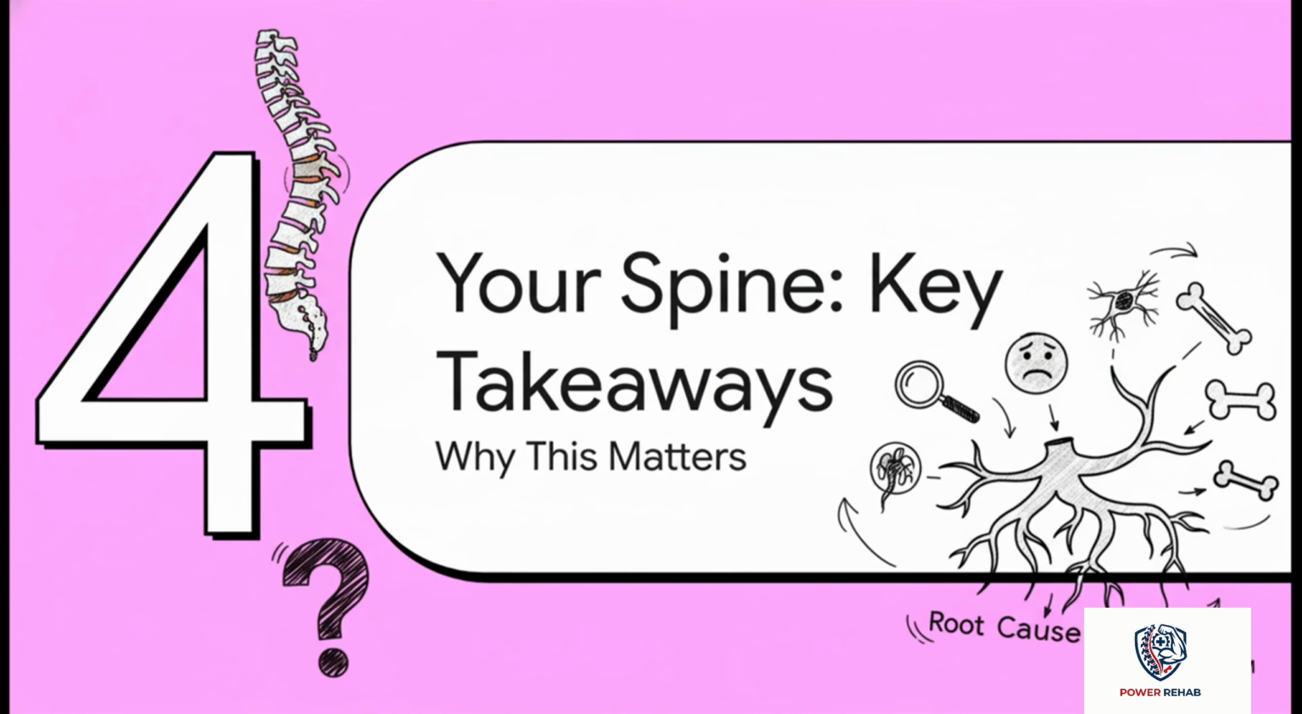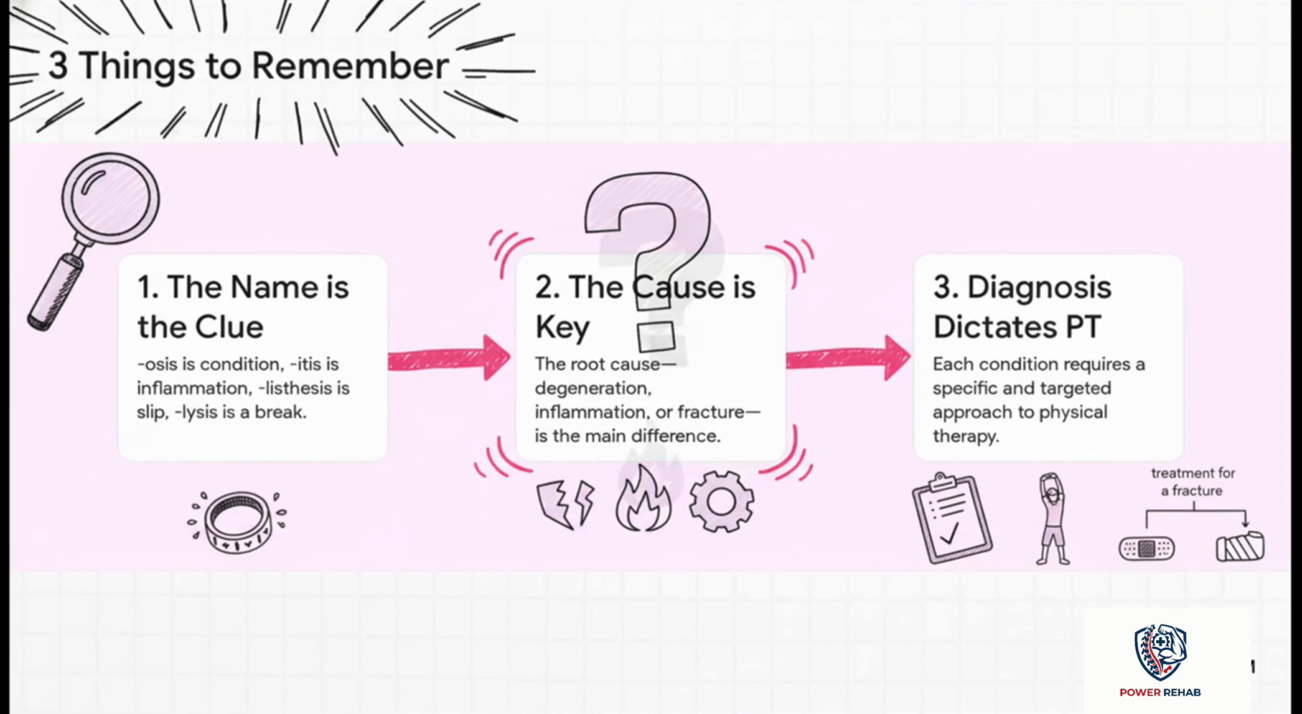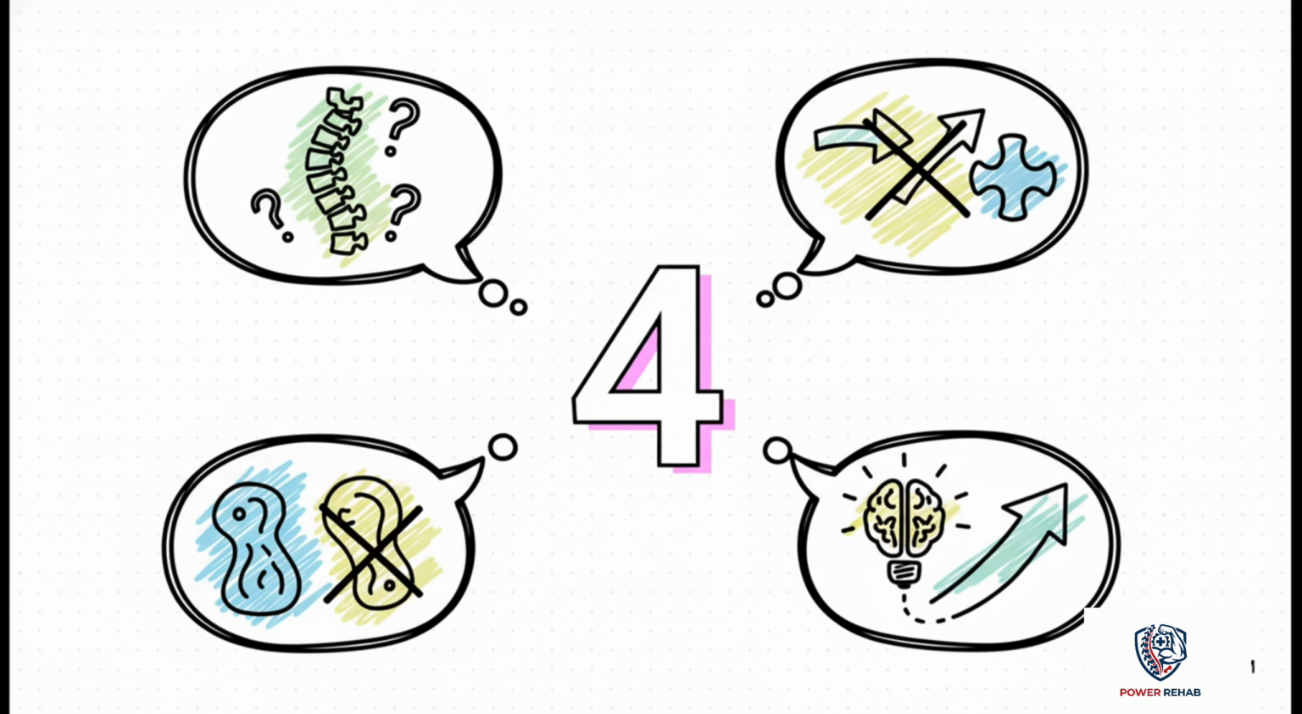So you might be wondering, okay, great, but why is it so important to get this right? Well, it's simple. Because understanding the real root cause of your back pain changes absolutely everything about how you treat it. If you walk away with anything from this, let it be these 3 things. 1. The end of the name is your secret decoder ring. 2. The cause, wear and tear, slipping, inflammation, or fracture is what truly separates them. And 3. A correct diagnosis is king. Because you would never treat a fracture the same way you treat inflammation. It just wouldn't work. And just like that, 4 super confusing terms made simple.